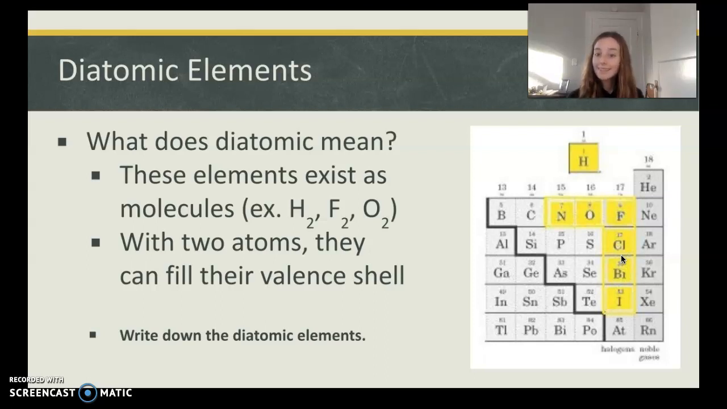So write down these 7 diatomic elements. And this is because with 2 atoms, they can fill their valence shells effectively. So the 7 are hydrogen, nitrogen, oxygen, fluorine, chlorine, bromine, and iodine. And you will get super used to seeing those, but they make that shape, that upside down L on the periodic table of elements, plus your hydrogen.